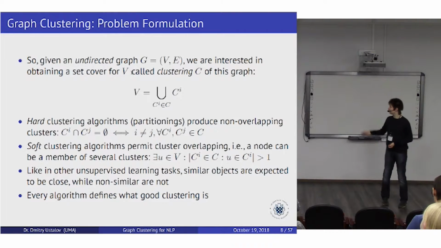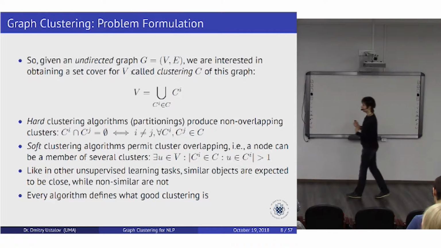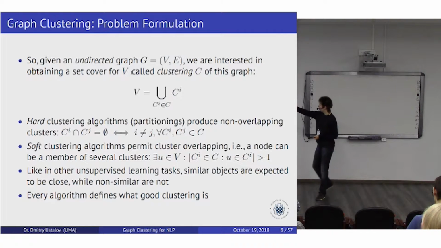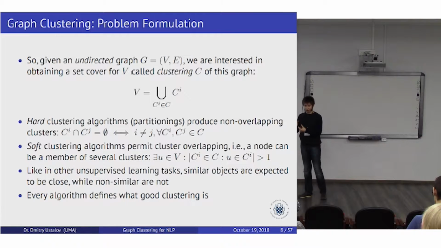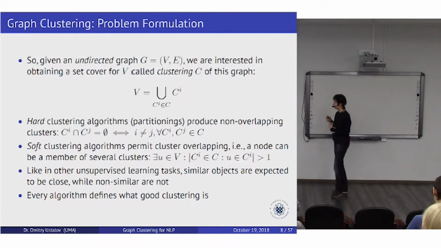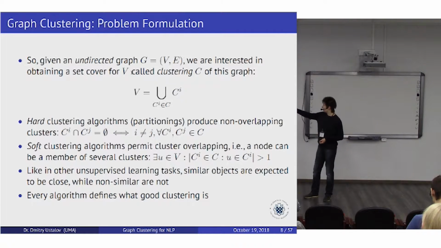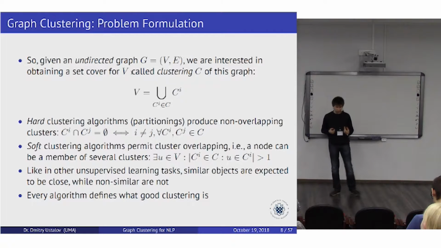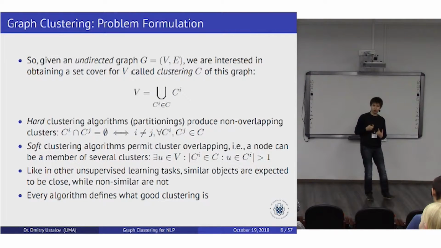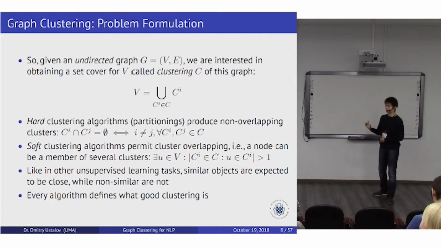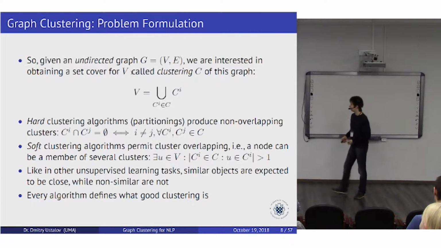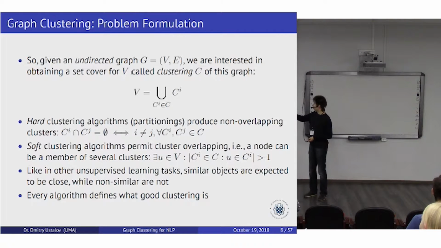The first class is called hard clustering algorithms. This kind of clustering algorithms make non-overlapping sets, non-overlapping clusters. It's useful in some cases. In other cases, you need overlapping clustering, and in natural language processing, you can think of the concept of ambiguity, when some word can have several meanings, and to address this, you probably need this soft clustering. So the overlapping is non-zero.